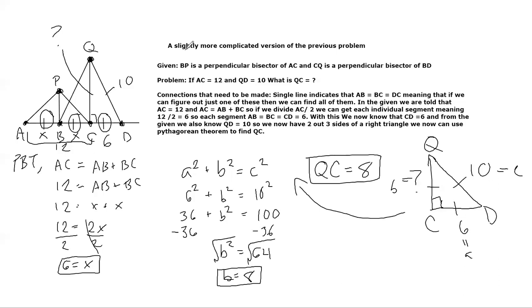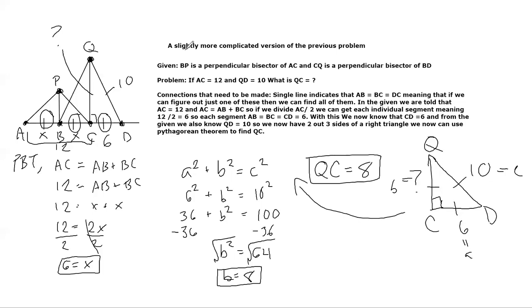6 squared is 36, plus B squared is equal to 100. I'm going to subtract 36 from both sides. I end up with B squared is equal to 64. And I square root both sides. B is equal to 8. And again, what was B? Another name for B was side QC, which was exactly what we were looking for the whole time. QC is equal to 8.